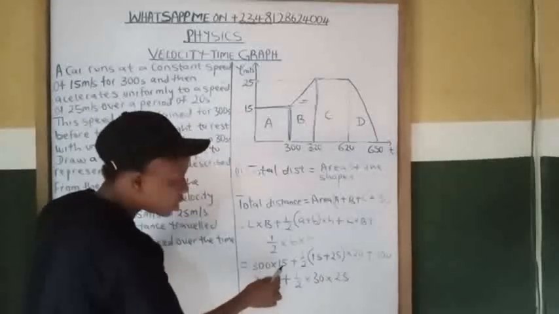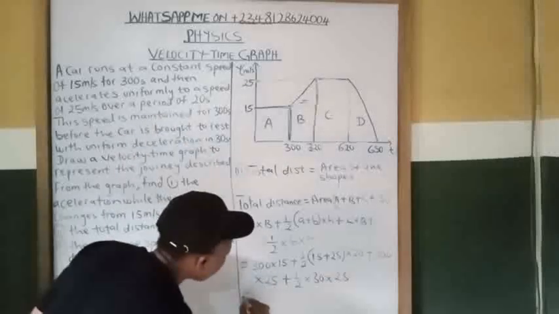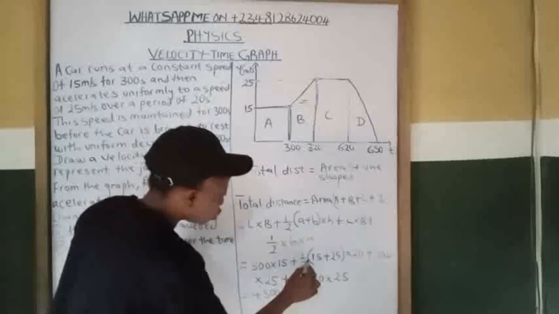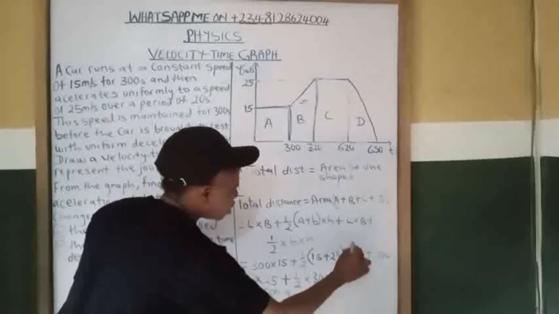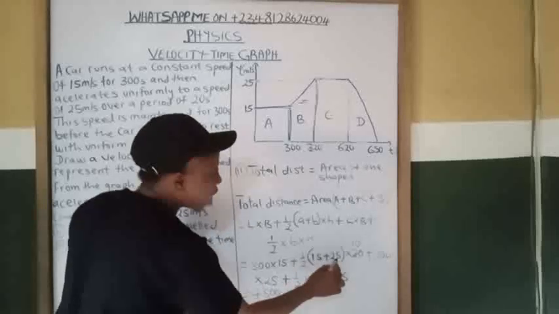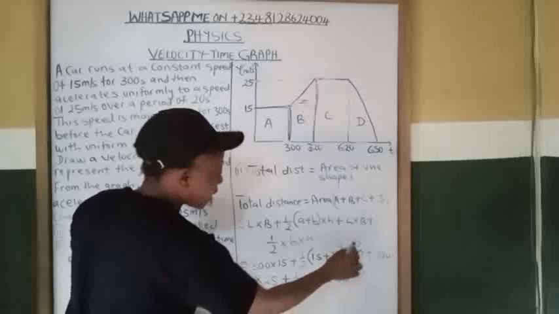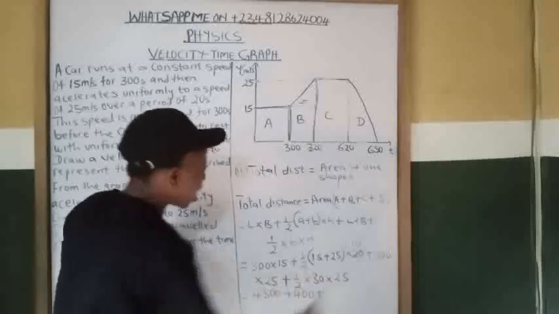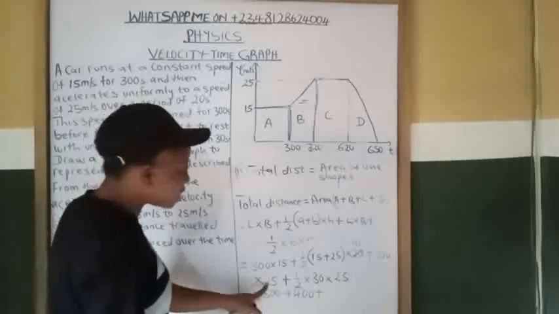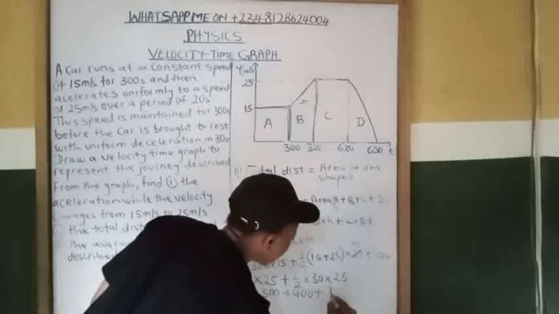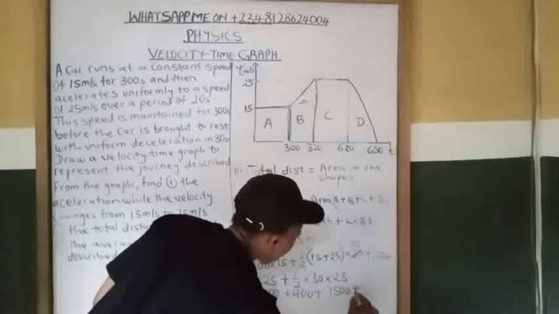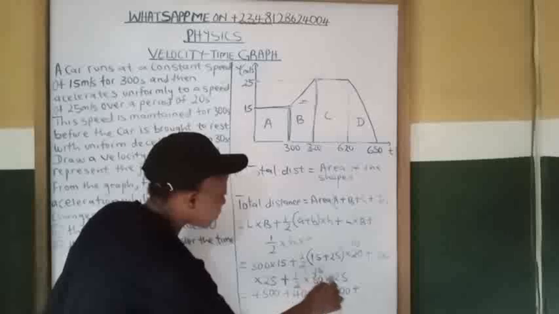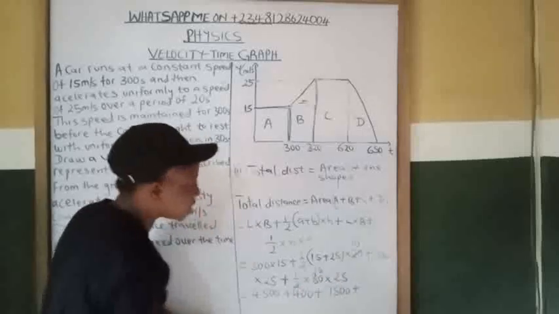Now 300 times 15 will give us 4,500, plus half of 20, which gives us 10. 15 plus 25 will give us 40. So 40 times 10 will give us 400. Then plus 300 times 25 will give us 7,500, plus half of 30, which gives us 15. 15 times 25 will give us 375.